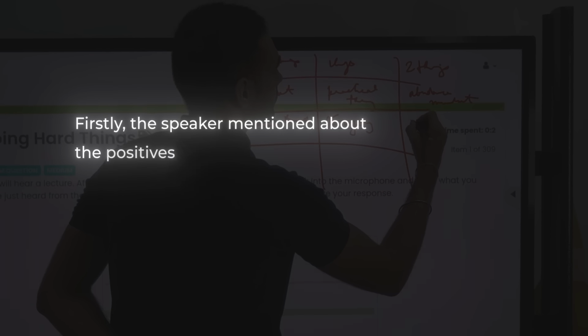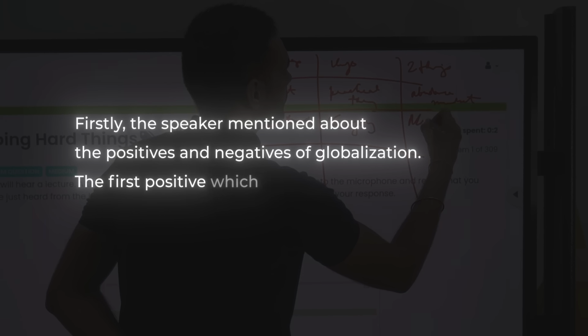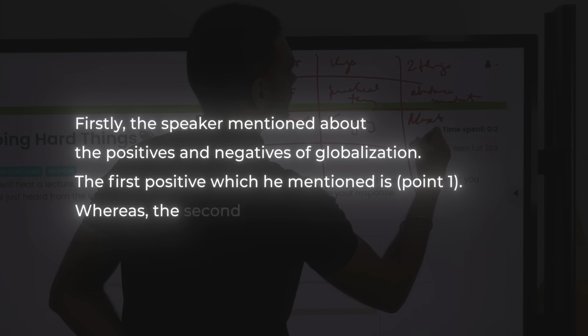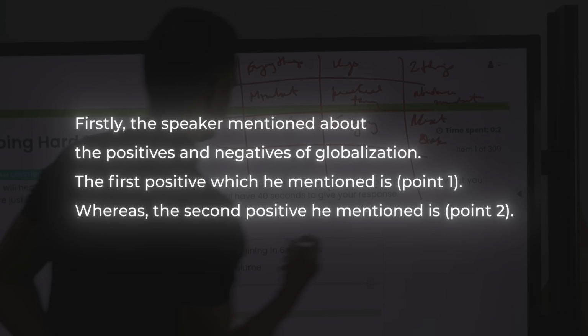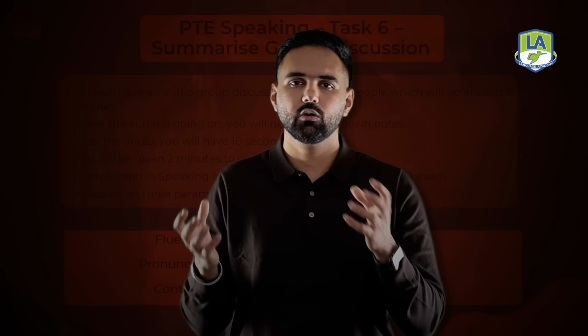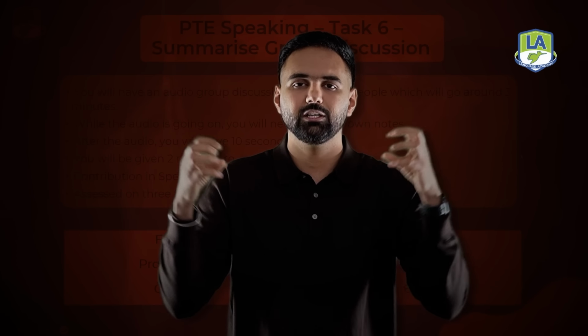In case you have less content, you speak the same thing in a different way. For example, you can say, firstly, the speaker mentioned about the positives and negatives of globalization. The first positive which he mentioned is this, whereas the second positive which is mentioned is this. So what we are doing over here, we are just elaborating, stretching, explaining the short thing in longer words. That's what you have to do.